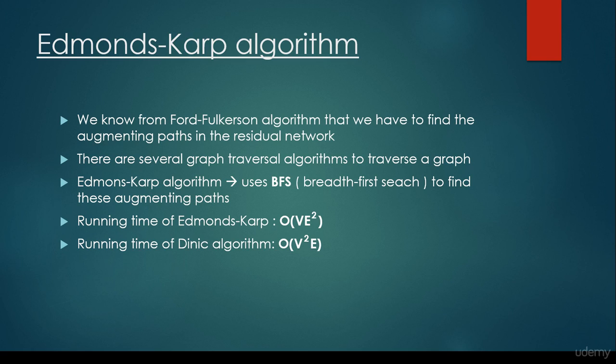The running time of the Edmonds-Karp algorithm is going to be O(V times E squared), where E denotes the number of edges and V denotes the number of vertices in the graph. Usually we have more edges than vertices, so E is greater than V. So the running time of Dinic's algorithm is going to be better. It's going to be O(V squared times E), which is going to be better because E is greater than V. Okay, we are going to implement the Edmonds-Karp algorithm with breadth first search together.